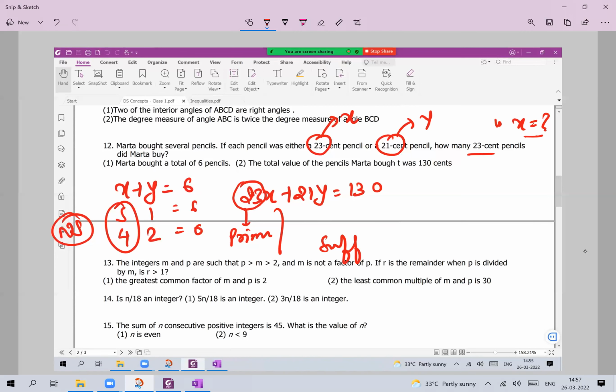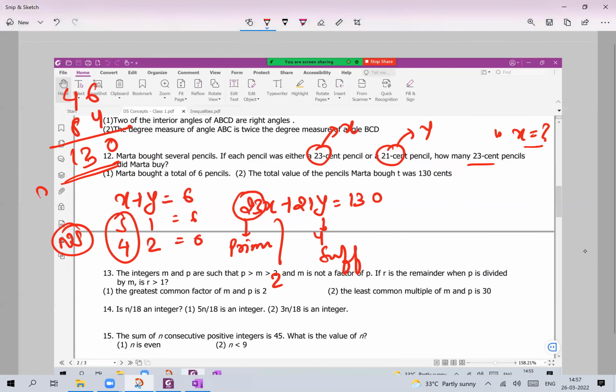Imagine I put X is equal to 2 over here. 23 into 2 is 46. Imagine I put Y is equal to 4 over here. So this is 130. There is no other value except X is equal to 2 and Y is equal to 4 which will give you 130. Simple logic. Shruti, clear? Yes. Krish, clear? Yeah. Manu, clear? Yes. Perfect. So the answer to this is B.